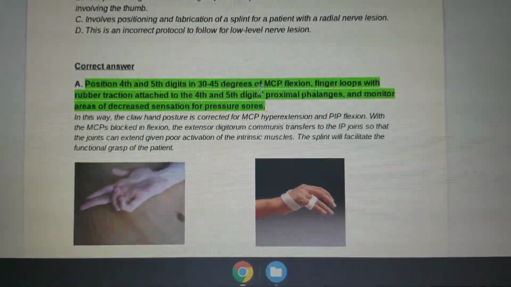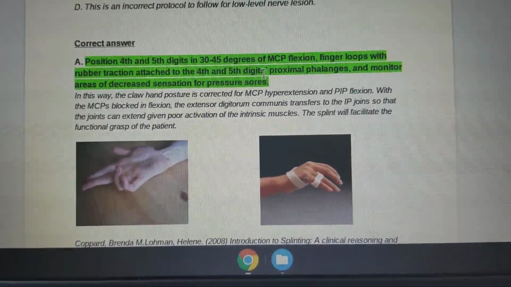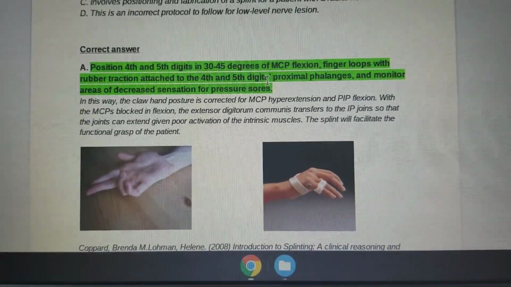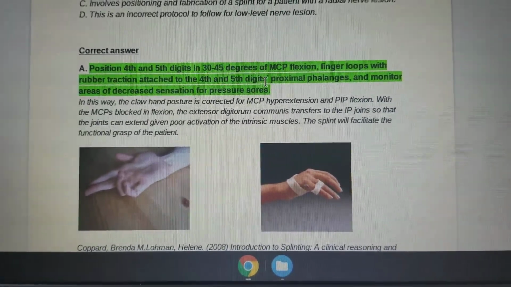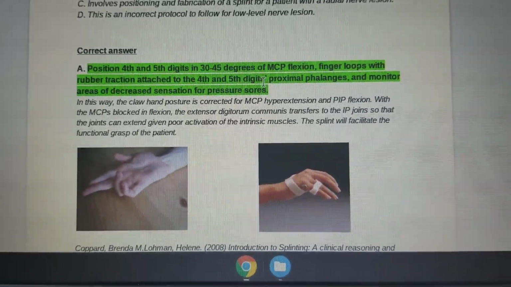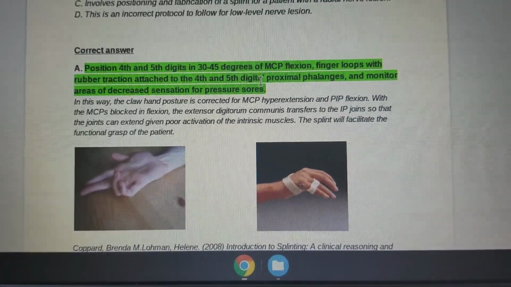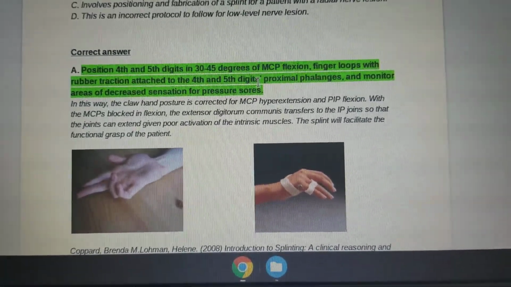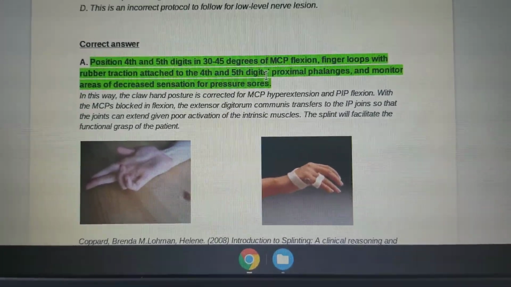We want to position the 4th and 5th digits in 30 to 45 degrees of MCP flexion, finger loops with rubber traction attached to the 4th and 5th digits, proximal phalanges, and monitor areas of decreased sensation for pressure sores. In this way, the claw hand posture is corrected for MCP hyperextension and PIP flexion. With the MCPs blocked in flexion, the extensor digitorum communis transfers to the IP joints so that the joints can extend given poor activation of the intrinsic muscles. The splint will facilitate the functional grasp of the patient.